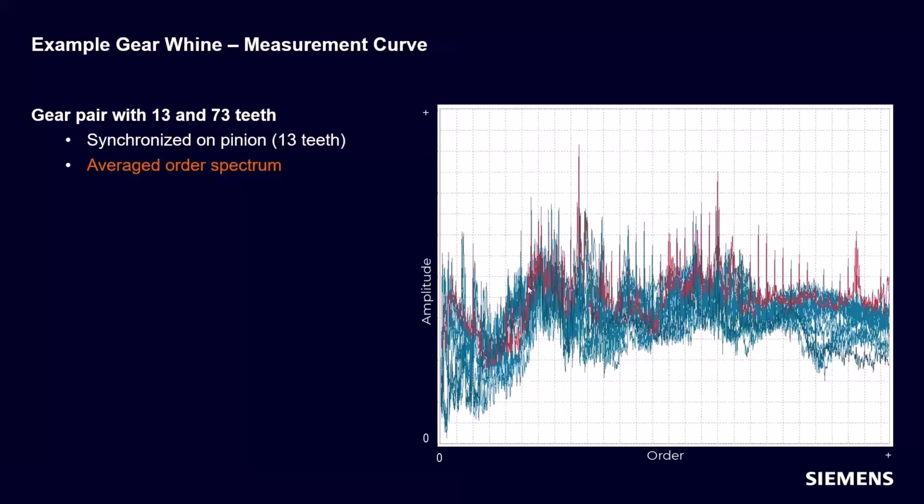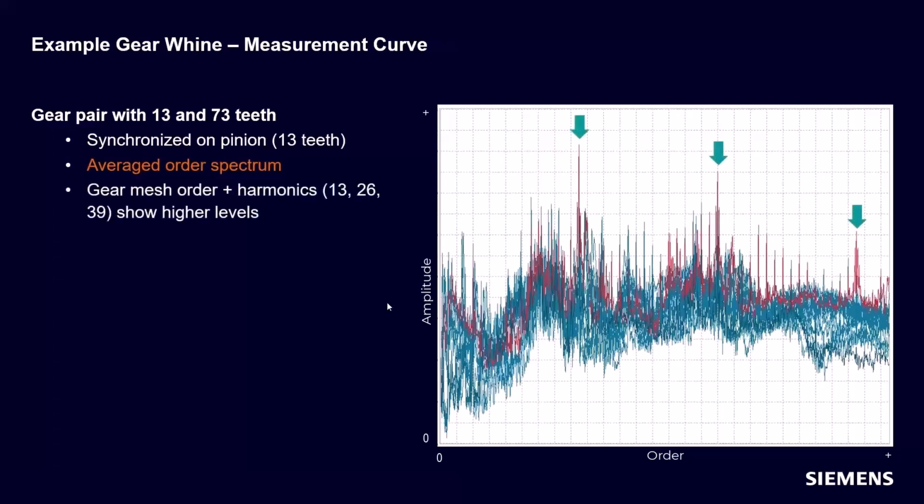And what you see here is not only one curve, you see a bunch of curves. The blue curves are normal measurements from the production line, which are basically items without fault. And the red line is an item that has a certain fault that we want to detect. And what we see here are the gear mesh orders and the harmonics.